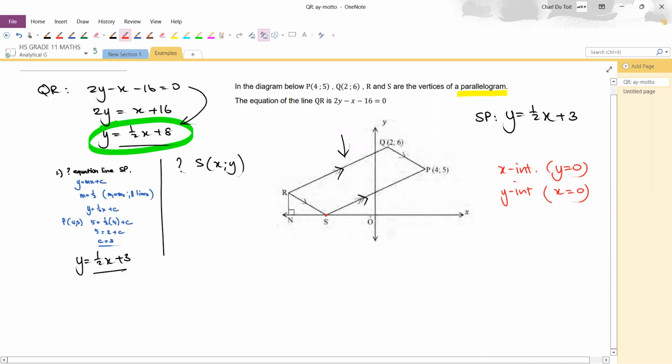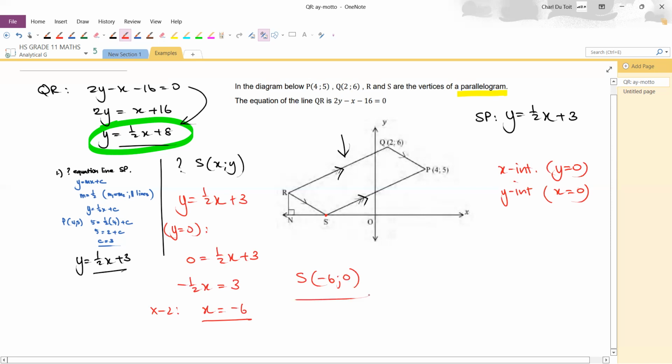On that line there, on the x-axis, y is 0. So I'm going to take that equation, y equals a half x plus 3, and I'm going to make the y value 0 to get the x-intercept. So 0 equals half x plus 3. Negative half x is 3. So I multiply with negative 2. Then I get x is negative 6. So my S coordinate is negative 6 and 0.